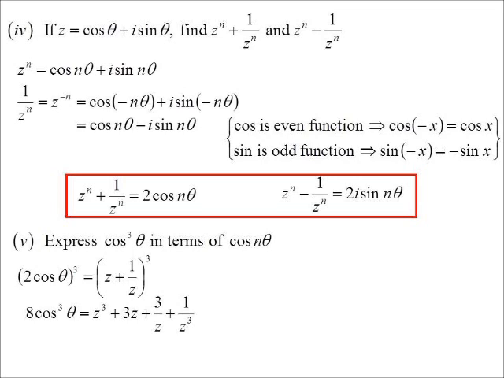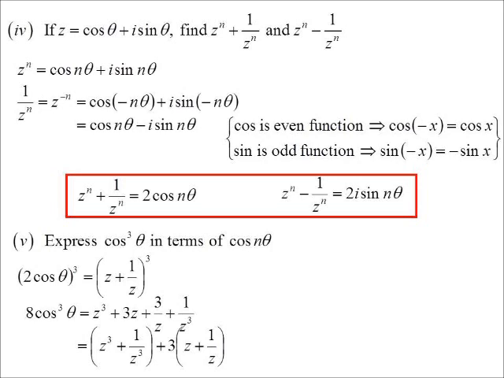n in this case is 1. So 8 cos cubed will be z cubed plus 3z plus 3 on z plus 1 on z cubed. Now, the beautiful thing with binomials is you get that symmetry with the coefficients. If you group them together, you get that pattern again. So there we go. z cubed plus 1 on z cubed plus 3 lots of z plus 1 on z.